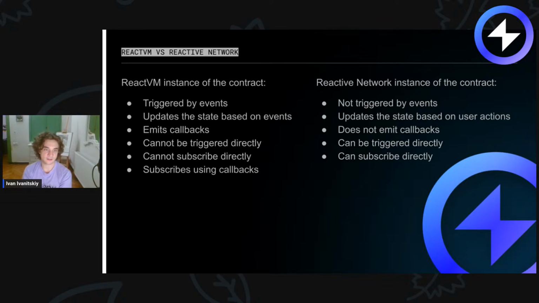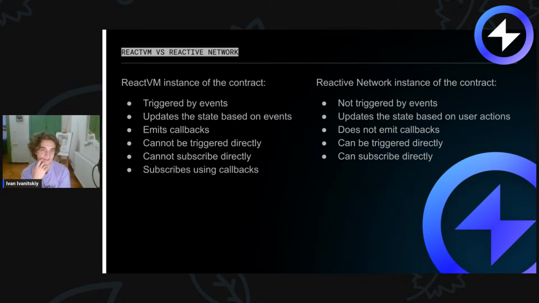Then the first one, the React VM instance, updates its state based on those events, and the reactive network instance updates the state only based on user actions, developer actions, where you trigger the functions of this smart contract manually, basically calling the functions in the usual way rather than it being triggered by events on some other smart contracts. So the React VM instance emits callbacks, so sends transactions to the destination chain, and the reactive network does not.